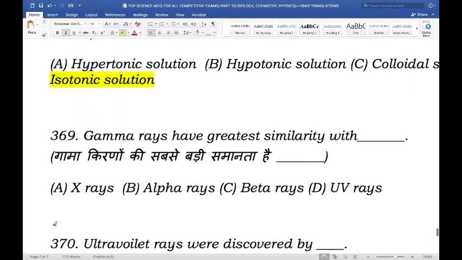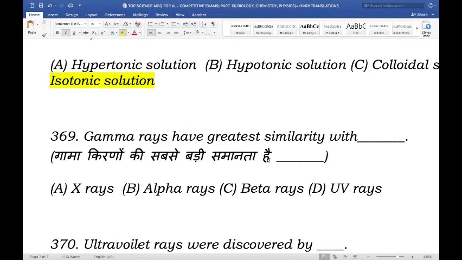Moving on. Gamma rays have the greatest similarity with blank. So which of these options have the greatest similarity with gamma rays? Is it X-ray, alpha rays, beta rays, or UV rays? And the right answer here is X-rays. Gamma rays are a form of electromagnetic radiation, which is also denoted as EMR. They are similar to X-rays, distinguished only by the fact that they are emitted from an excited nucleus.